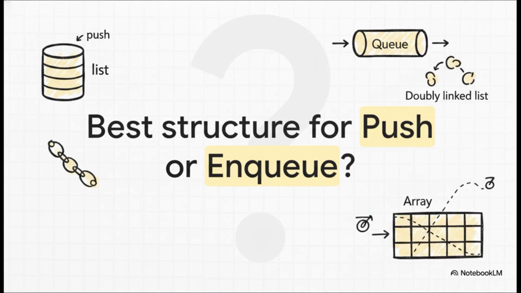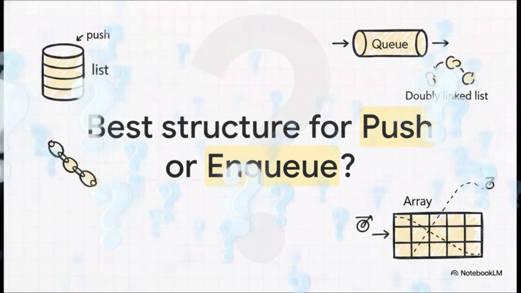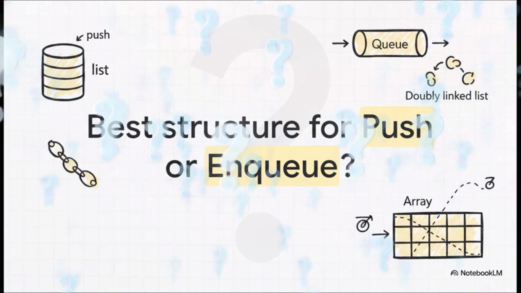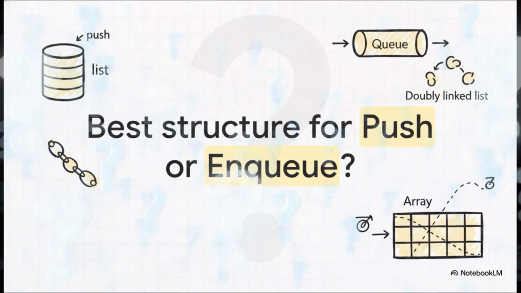Which leaves us with a pretty fun puzzle to wrap up on. Based on everything we've explored today about O of 1 constant time insertion versus O of n traversal time, which underlying data structure, an array, a singly linked list, or a doubly linked list, would be the absolute best choice for implementing a stack's push operation or a queue's enqueue operation?